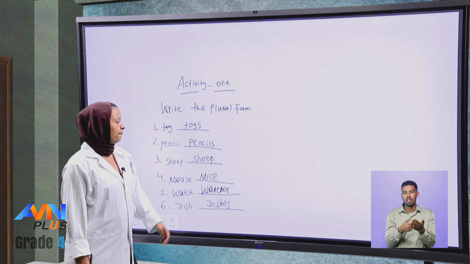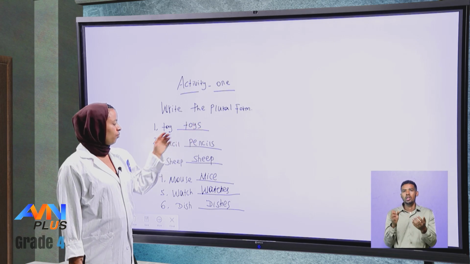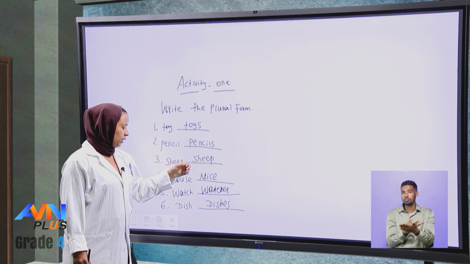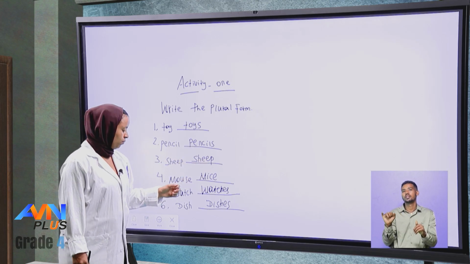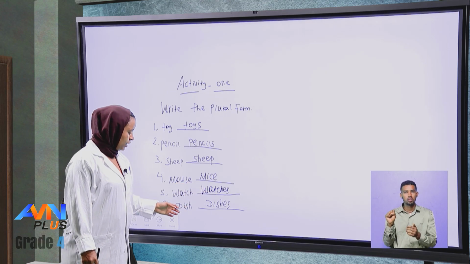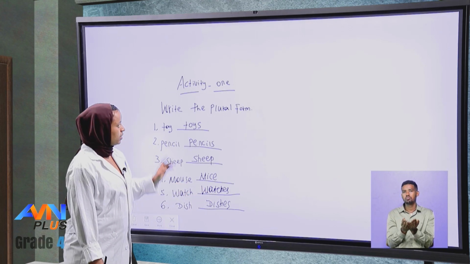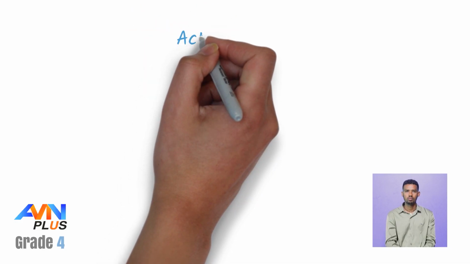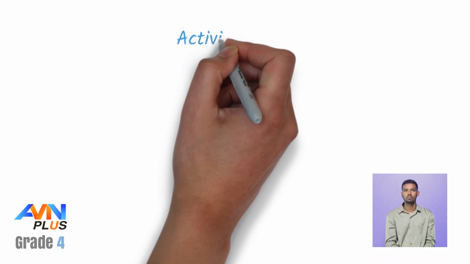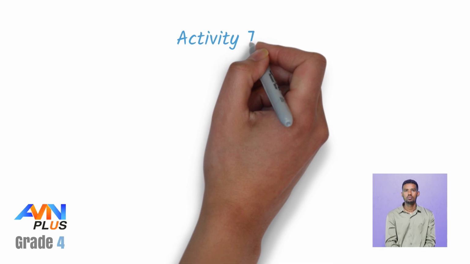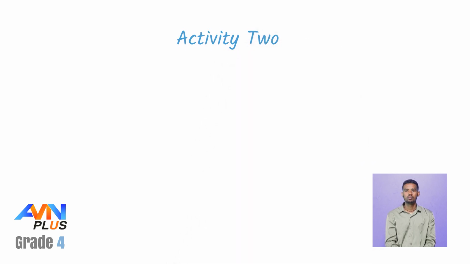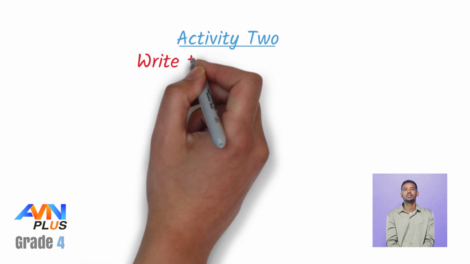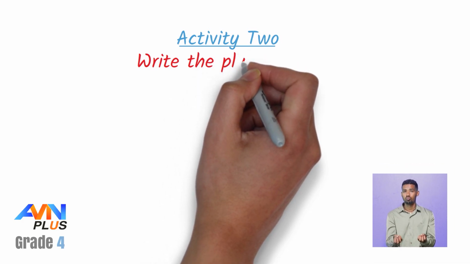Let me read once. Toy, toys. Pencil, pencils. Sheep, sheep. Mouse, mice. Watch, watches. Dish, dishes. This is the first activity. Let me add one more. Write the plural form.